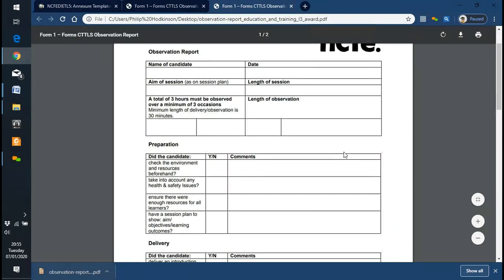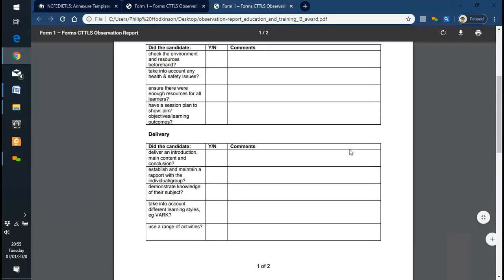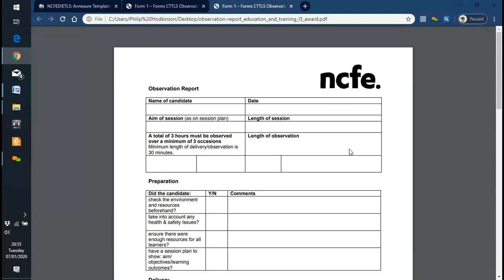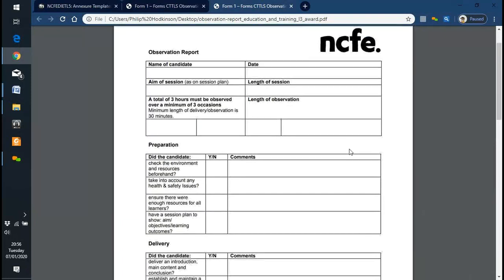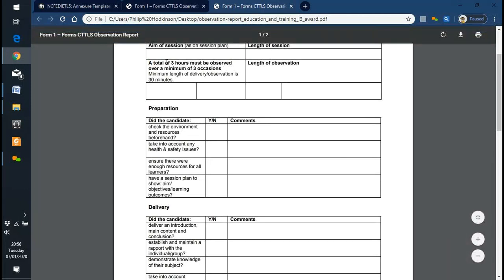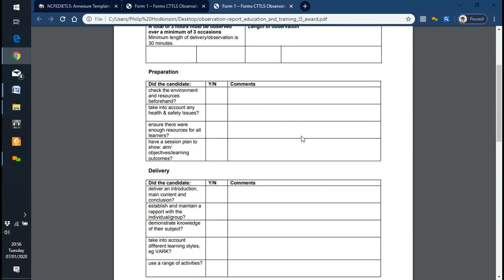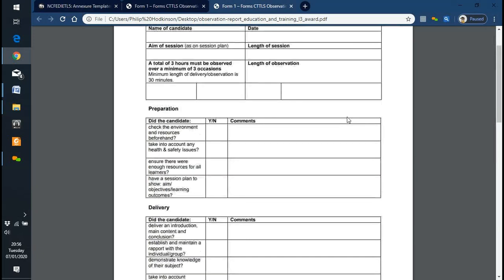Yeah, this is the NCFE one. Yeah, this bit here, a total of 3 hours must be observed on a minimum of 3 occasions. So that's 3 1-hour or 6 half-hour observations, yeah? Minimum length of observation is 30 minutes. All right. But I'm sure she was pulling her face about that and wanted it up to 8, I think it was. So I'll check that back anyway, no problem.